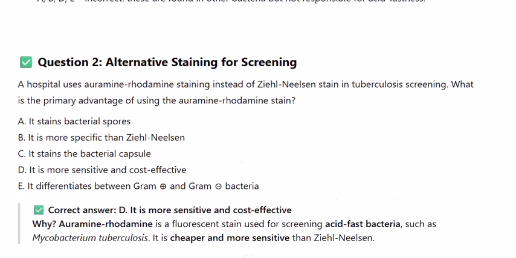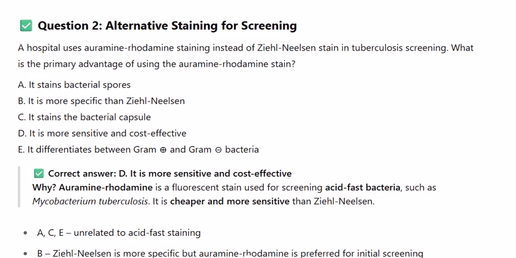Question 2. Alternative staining for screening. A hospital uses auramine-rhodamine staining instead of Ziehl-Neelsen stain in tuberculosis screening. What is the primary advantage of using the auramine-rhodamine stain?